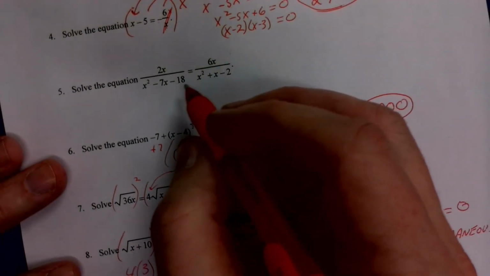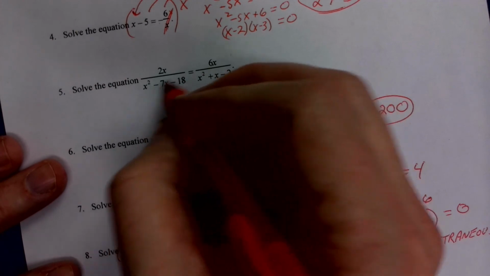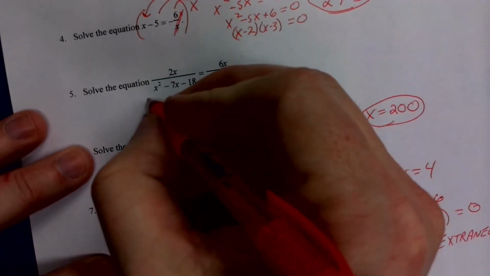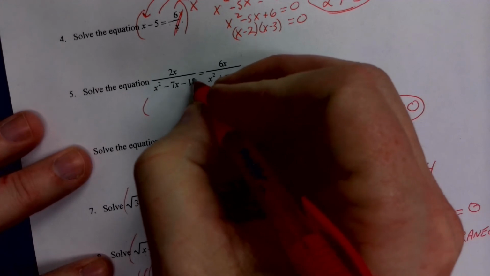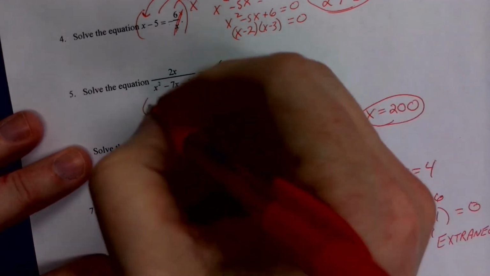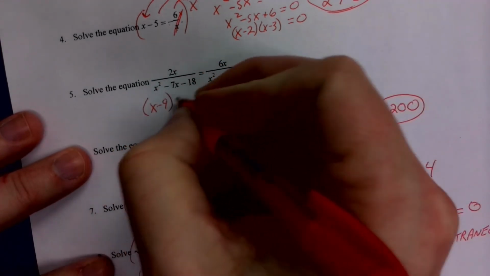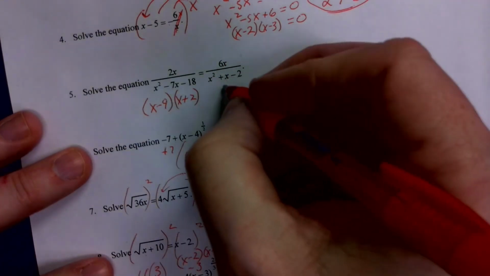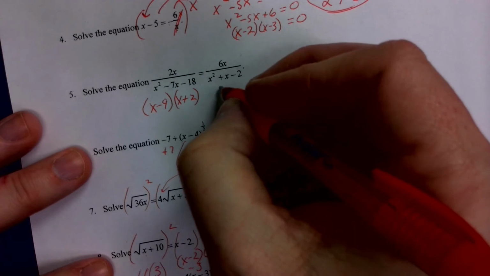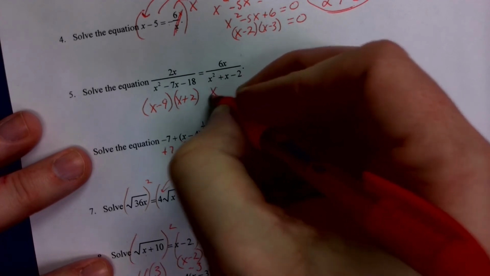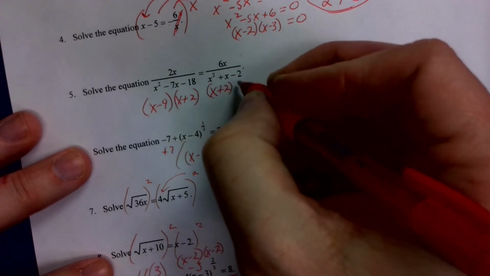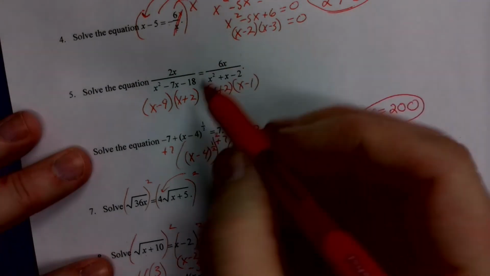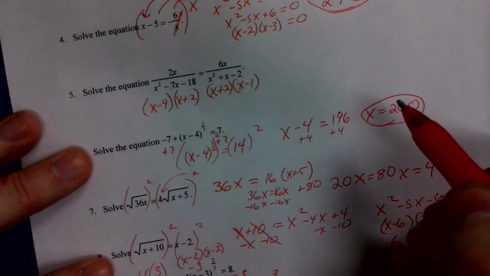So how do I go about doing this? The first thing I'm going to do is factor this thing over here on the bottom. And this bottom one factors like this. 18's factors are 9 and 2, so x minus 9 and x plus 2. This one's factors right here are, it looks like, x plus 2 and x minus 1. And you can see that both of these fractions already have an x plus 2 on them.